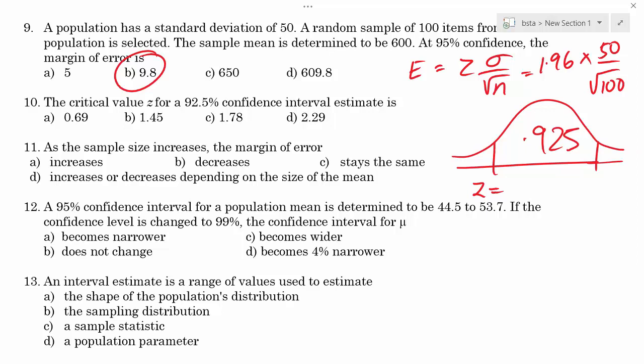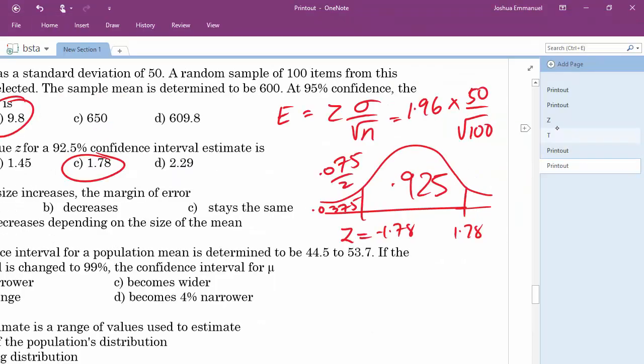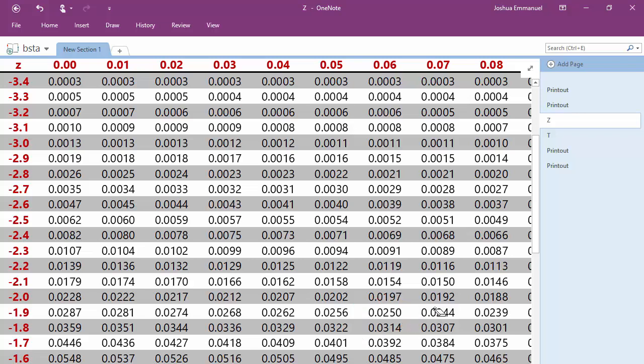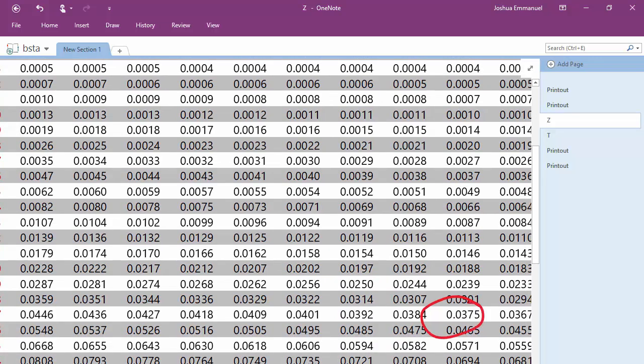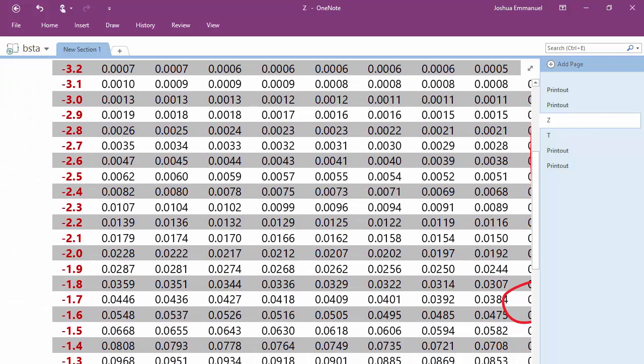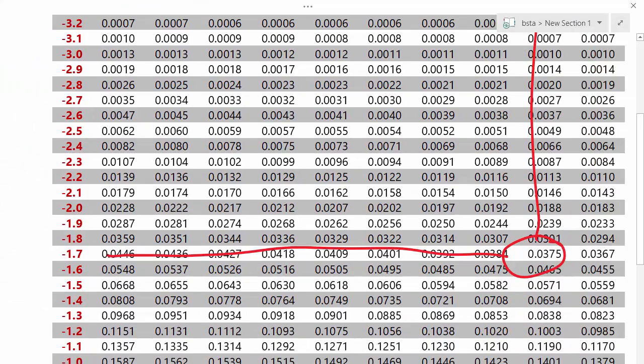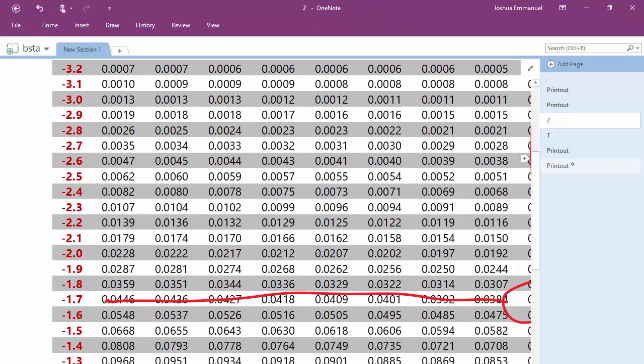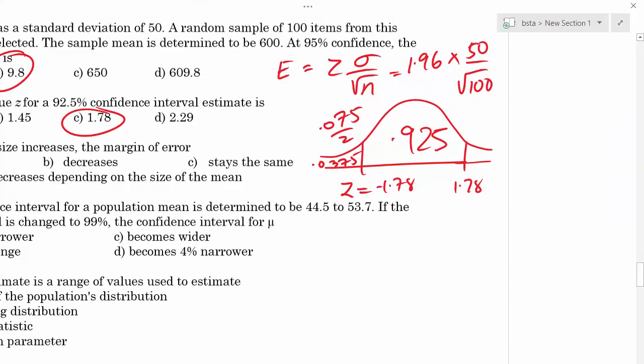1 minus 0.925 gives us what? 0.075. So divide that by 2, you get 0.0375. Do a reverse lookup for 0.0375. It gives you 1.78. So of course it's negative 1.78 here, positive 1.78 here. How did she get it? Let's go to the table very quickly. Z table, 0.0375 is sitting right here for us. See that? So 8 up here and 1.7 negative there. Okay, let's move on.